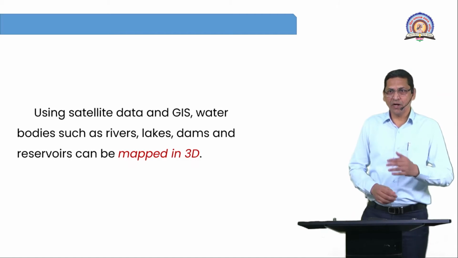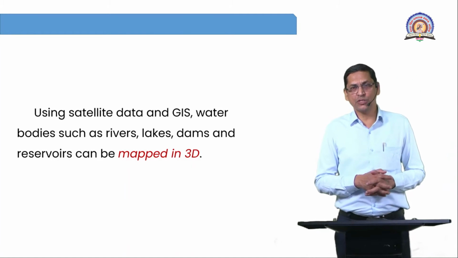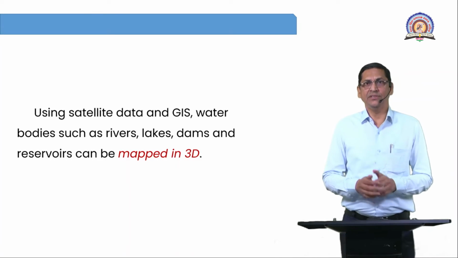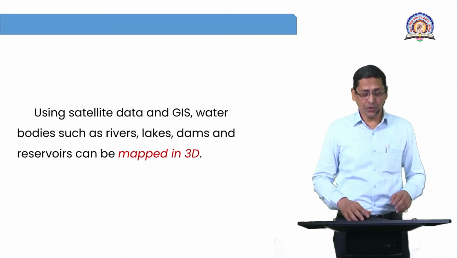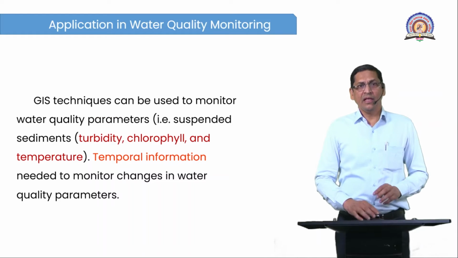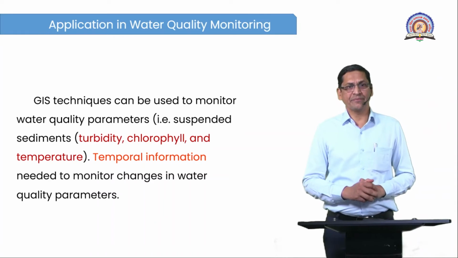So, on the ground, we can just make the 2D maps of the water resources, but GIS goes ahead of that, and GIS prepares 3D maps which are very, very useful for the protection of water resources. Then, application of GIS in water quality monitoring.